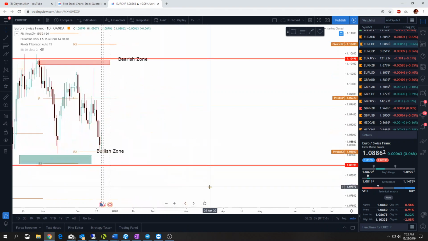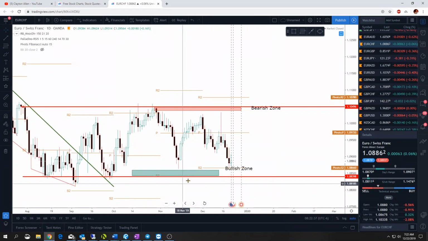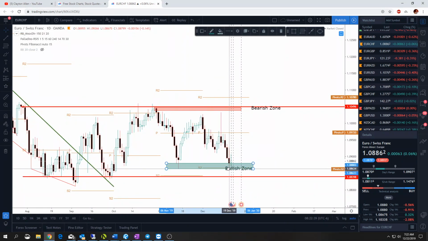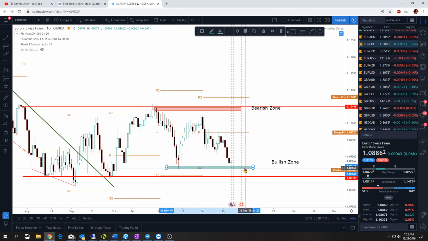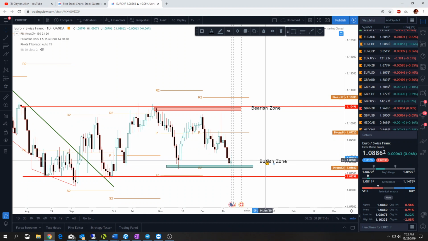So Euro Swiss franc, I'm bullish now, where price is sitting right now. Let's get that out of the way. This is a strong support level, and it looks like it's respected it. And we got kind of a doji pin bar daily candle last Friday. So this is confirming this support, and I'm not necessarily bearish.